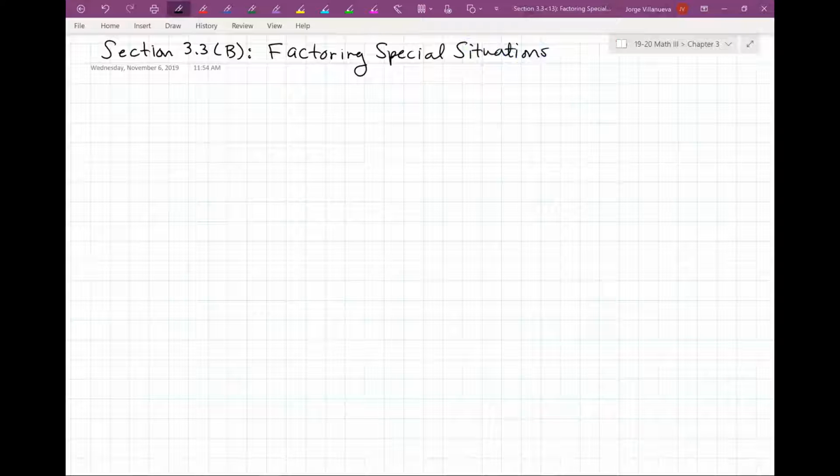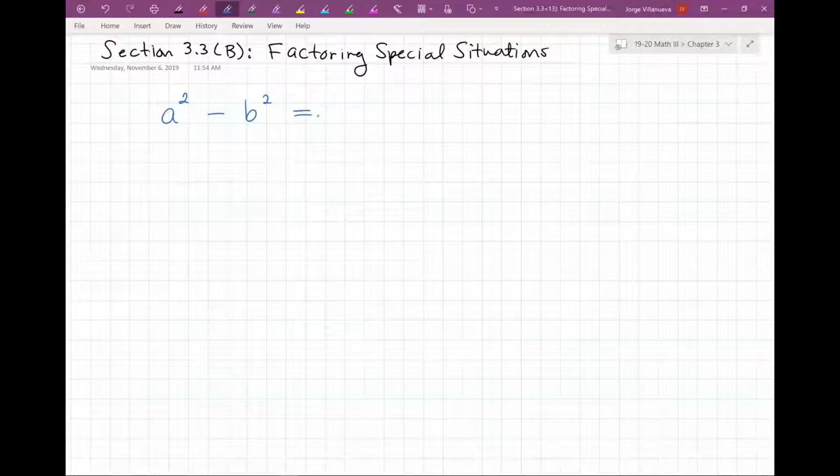So factoring special situations. First off, just a little bit of notes here really quick, okay? A difference of two squares is supposed to look like this. Notice the minus sign is what they mean by difference, right? Because difference means subtract, sum means add, right?